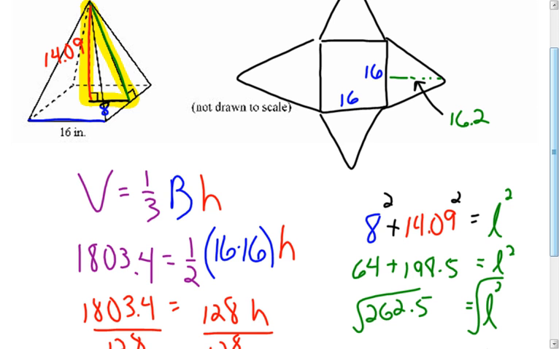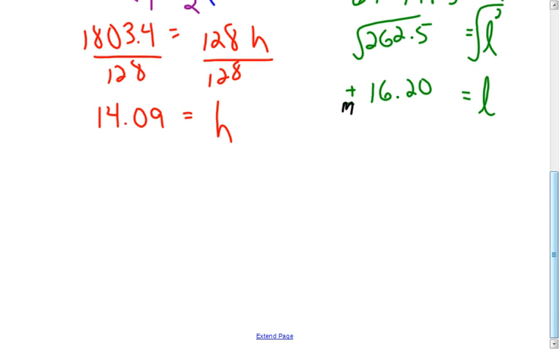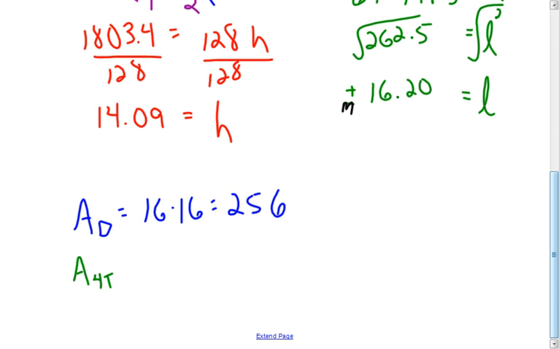Now I have everything I need to know to find the surface area of my pyramid. So I'm going to go through, I'm going to do the square first. So look at this as the area of the square. Well, 16 times 16 equals 256. And then next I'm going to look at the area of the triangles. I'm going to do this 4, I'll say T, so 4 triangles, so I'm going to take 4 for the 4 triangles. Now 1/2, the base was 16.